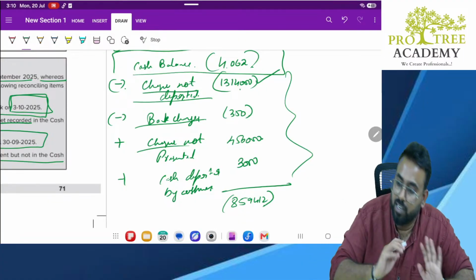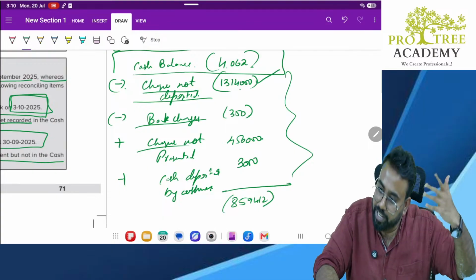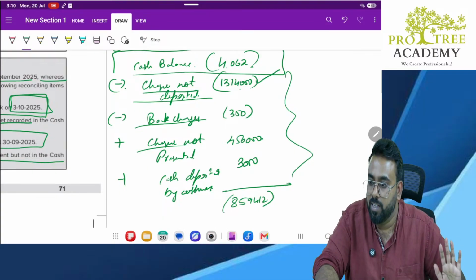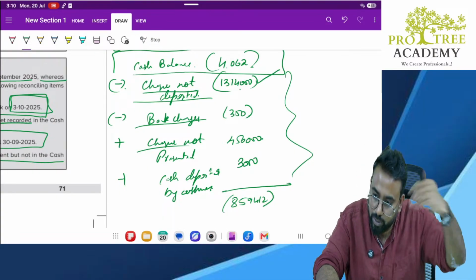A cheque which has not been deposited, you might have already recorded that amount has been received. Now that amount is not actually received, so you reduce the balance.